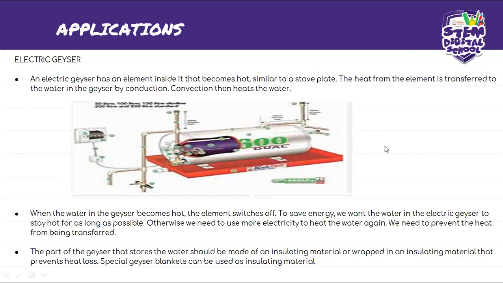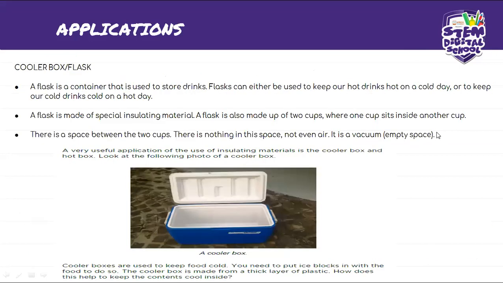The part of the geyser that stores the water should be made of an insulating material or wrapped in an insulating material that prevents heat loss. A special geyser blanket can be used as an insulating material. All right, so let's go on.